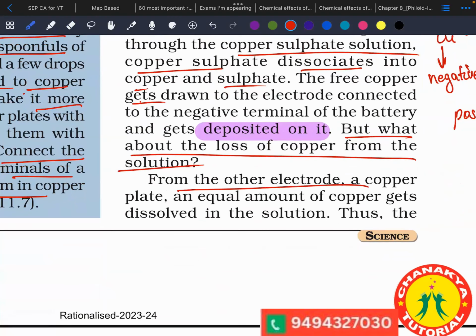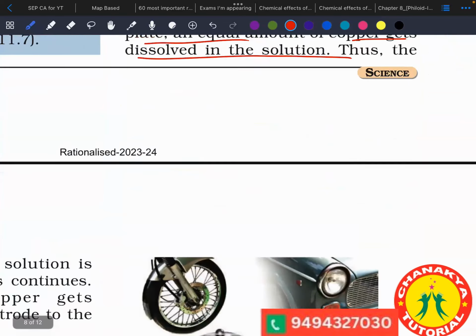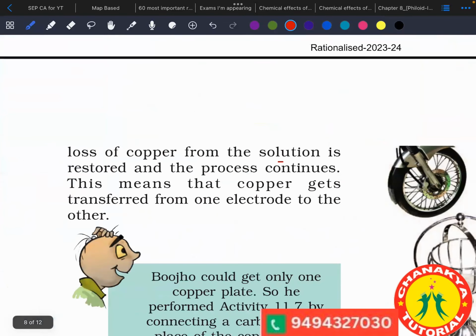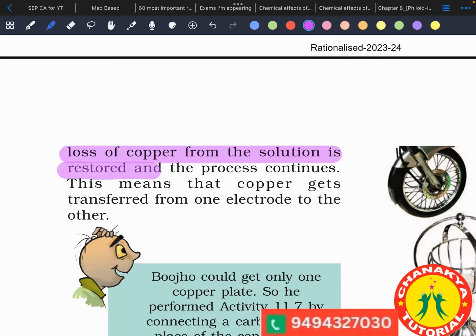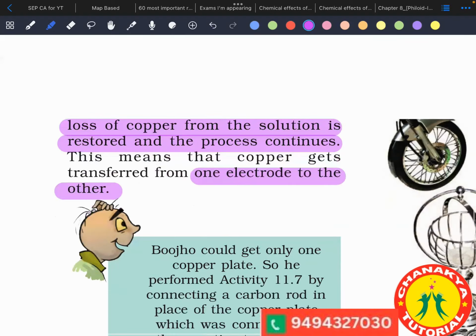From the other electrode, a copper plate, an equal amount of copper gets dissolved in the solution. The loss of the copper from the solution is restored and the process continues. Okay, got it? There was earlier a loss of copper in the solution, which was compensated by the copper which was present on the plate. This means that the copper gets transferred from one electrode to the other. This is electroplating.